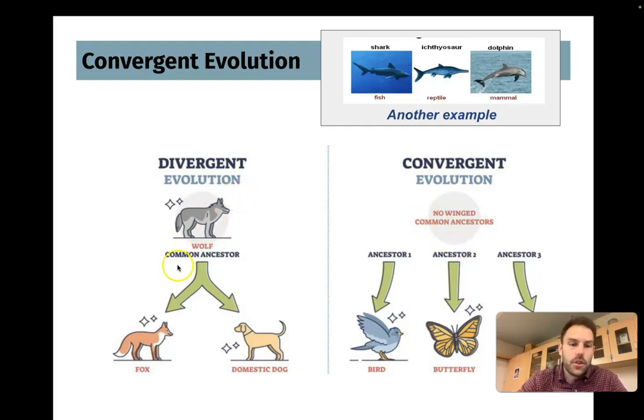Then you could have divergent evolution. This is our typical speciation, where you have a common ancestor, and then you form different traits from that common ancestor. So it's a cool and important concept in biology.